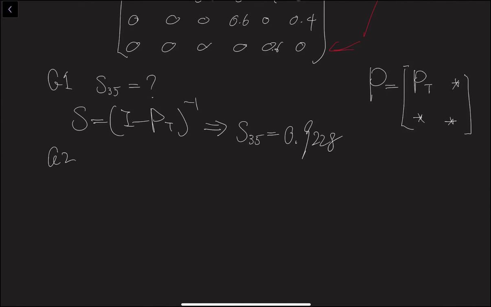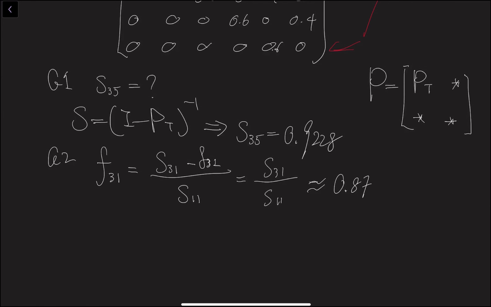All right, Q2. Question 2 asks what is the probability of this gambler's fortune ever reaching 1 unit of money, and this is computing F31. By the formula, this is S31 subtract delta 31, which is 0, divided by S11. First of all, delta 31 is 0, so this is nothing but S31 divided by S11, and if we compute this, it is approximately 0.88. So we have a pretty decent chance of going from 3 to 1.